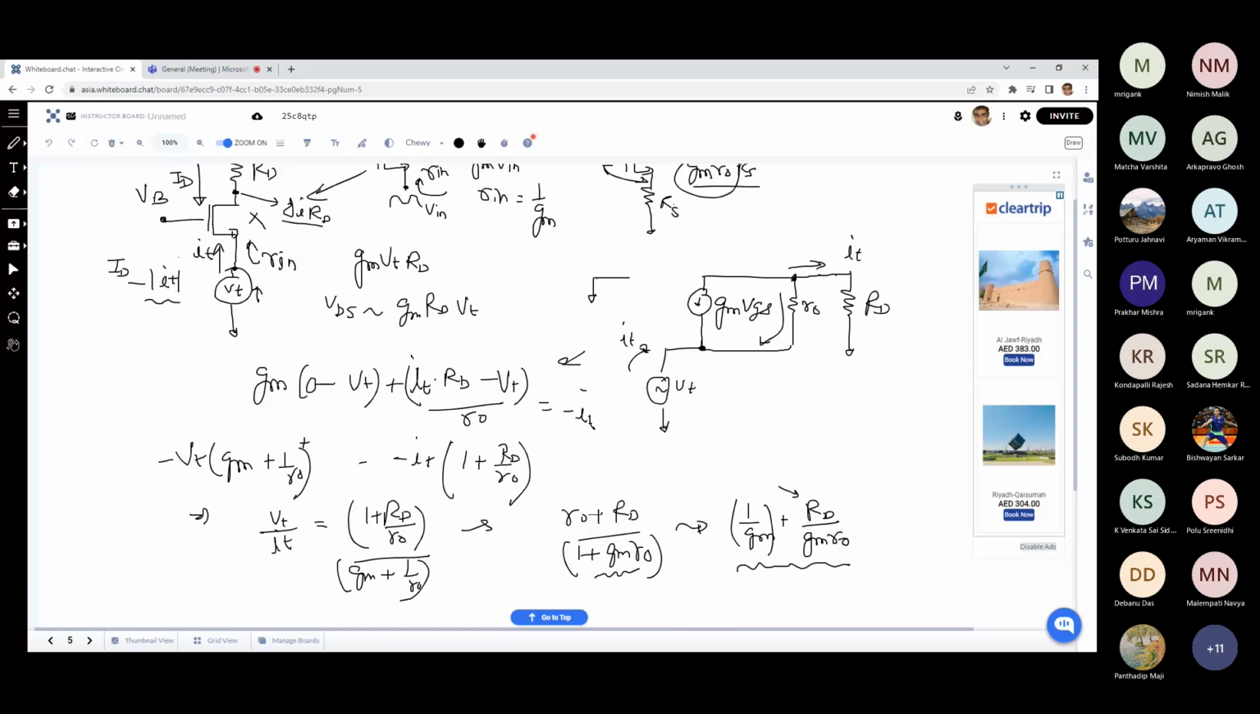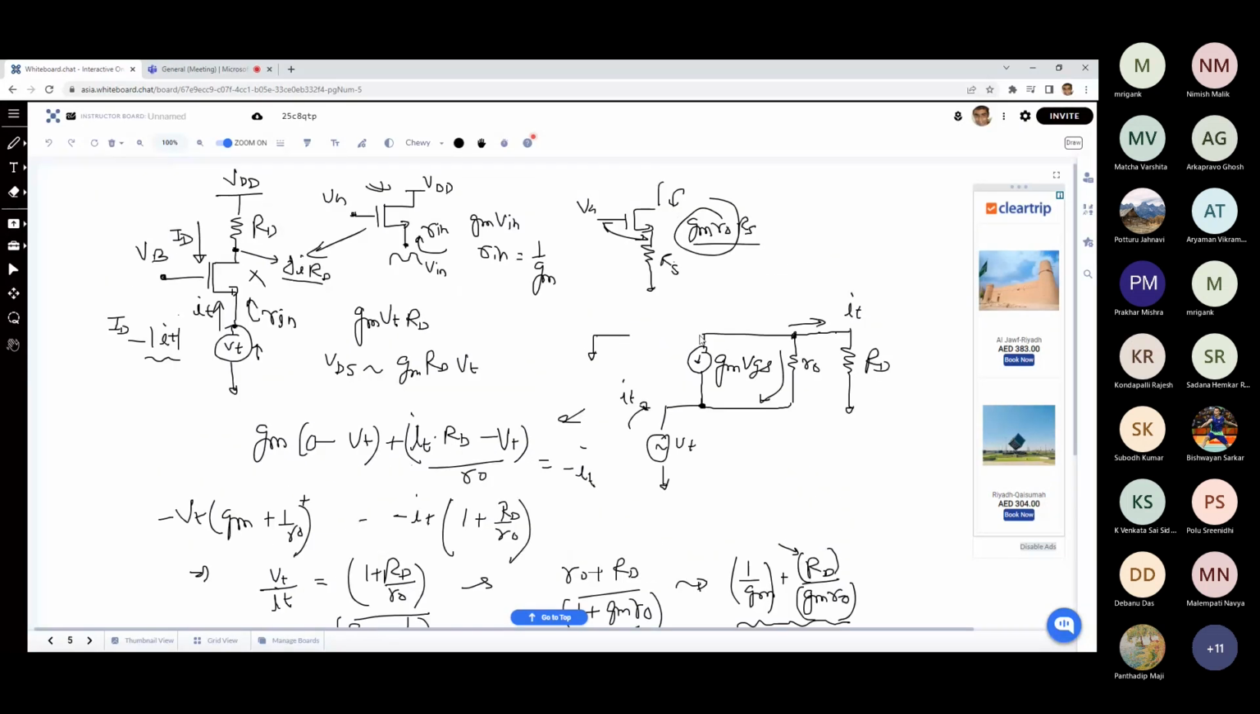Now, if your RD is large, you cannot ignore the RO. So if your RD is large, you have to take into account the second term also. And here what we're seeing is the RD getting divided by the intrinsic gain of the MOSFET. So whatever resistance is connected between the drain and the AC ground of the MOSFET, looking into the source of the MOSFET, that gets divided by the intrinsic gain of the MOSFET.